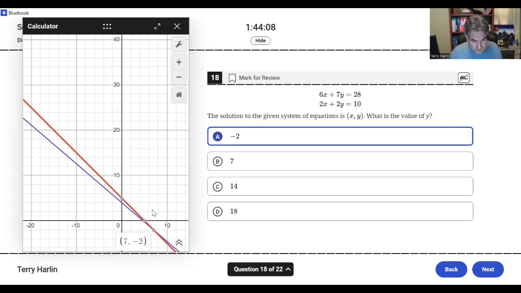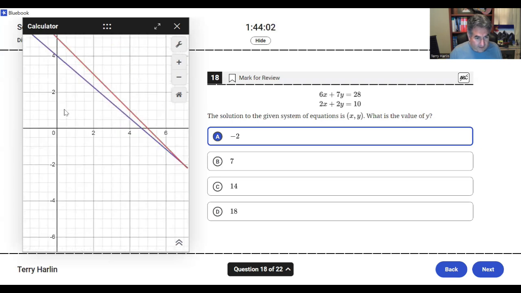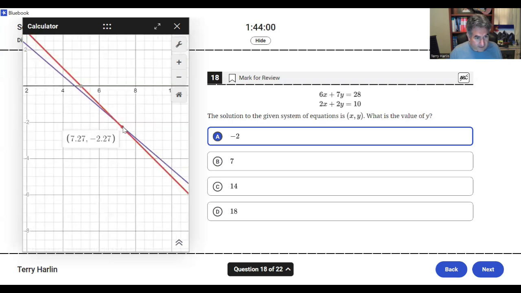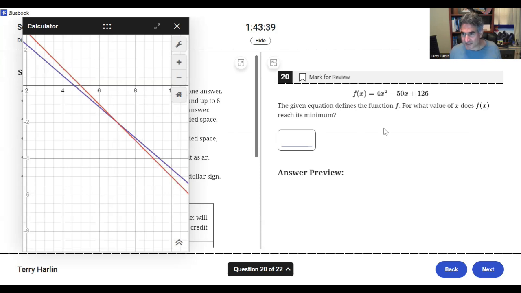7, -2 right here. If I can't see that very well, if I'm not really sure about it, I can zoom in here and click it again. There it is, 7, -2. So what is the value of y? It's -2. There's my answer. Boom.